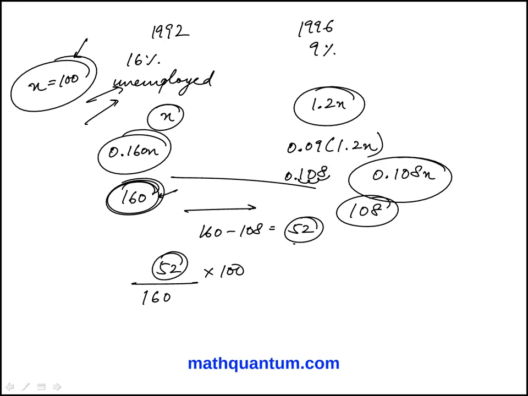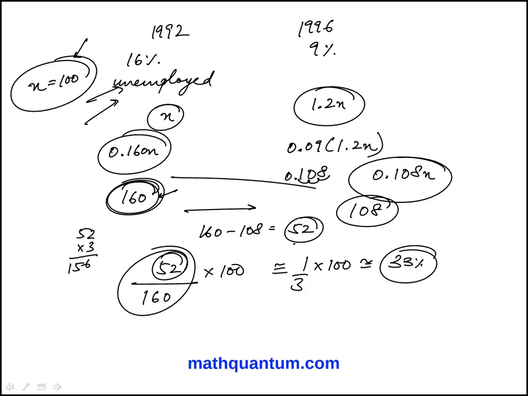And 52 is a third of 160 because 52 times 3 is close enough to 160. So this is about a third, which is really approximately 33%. But if you look at the answer choices, the closest is 30%. So this is about 30% decrease.